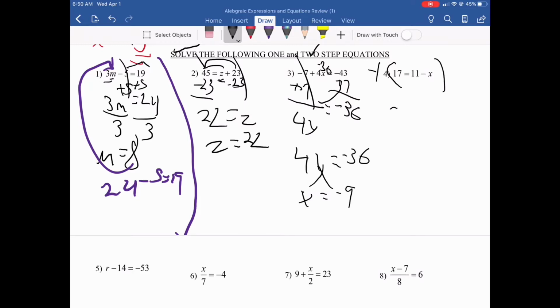-1 times 17 is -17. -1 times 11 is -11. -1 times -1x is +x. Now you solve the equation. We have to get the x by itself. So we're going to take this and bring it over here. To do that, we do the opposite. So it's going to be plus 11. Plus 11 goes away. 17 combined with plus 11, negative 17 plus 11 is going to be negative 6 equals x.